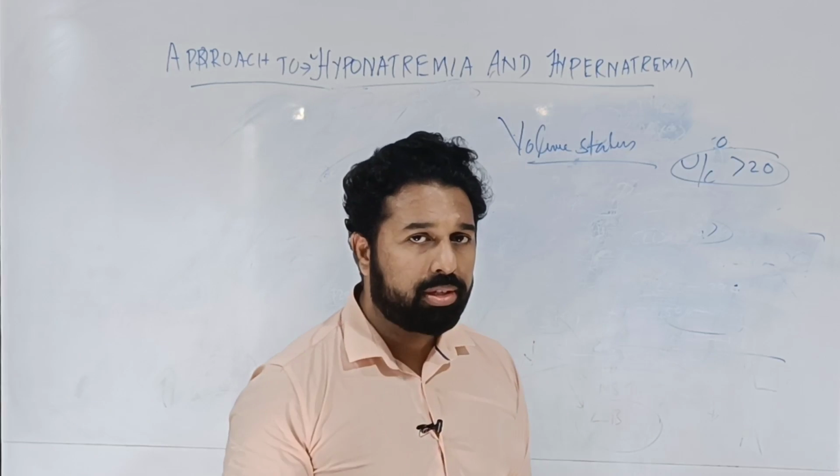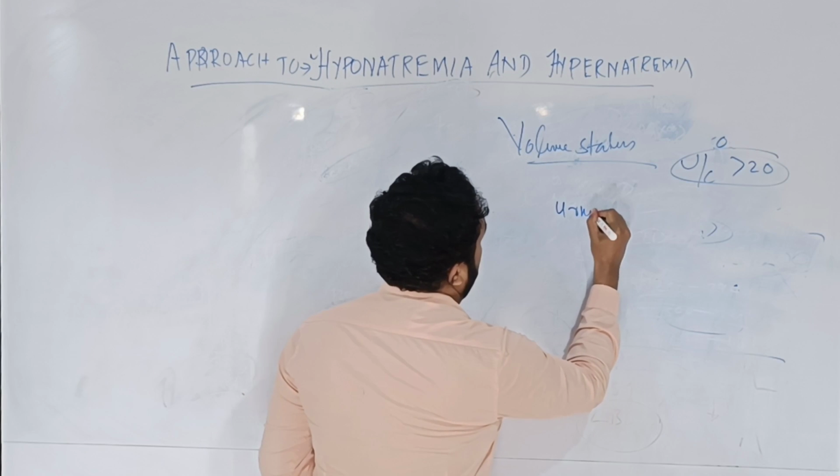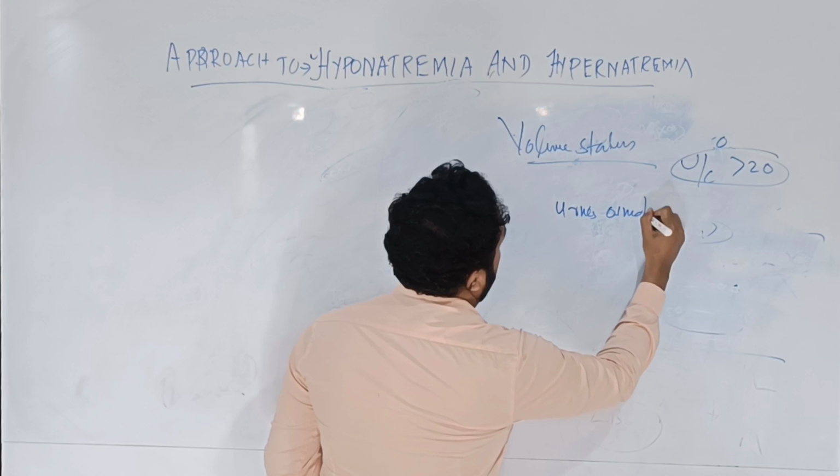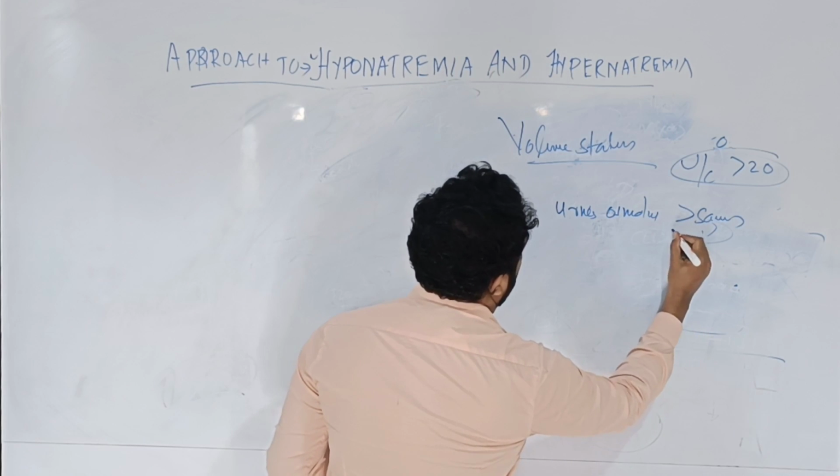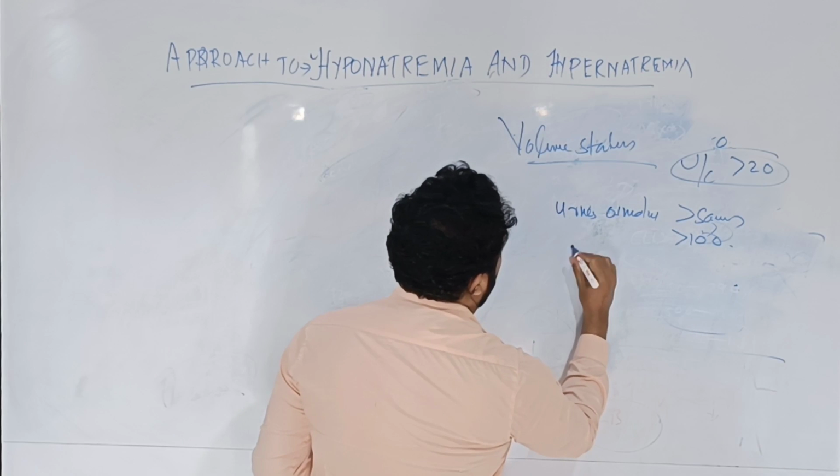the urine osmolality and urine sodium. Urine osmolality, if it is more than serum osmolality, or urine osmolality is more than 100, euvolemic status.